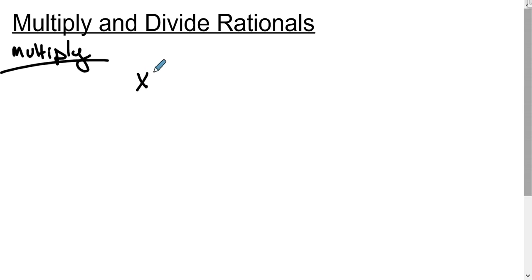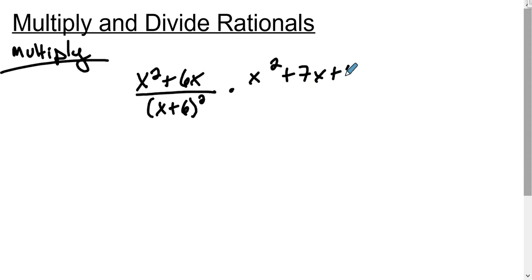to the right. So we're going to multiply x squared plus 6x over the quantity of x plus 6 squared times x squared plus 7x plus 6 over x squared minus 1. Before you even begin, you need to make sure that you have factors, because the only way that we can simplify with multiplication is by simplifying products. In this case, we don't have products yet. We have one product here, but the other three need to be factored.